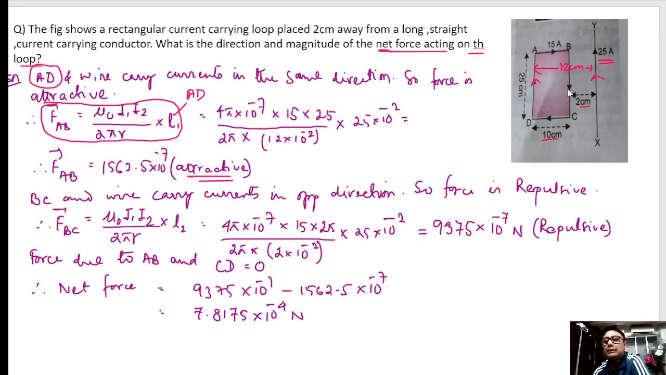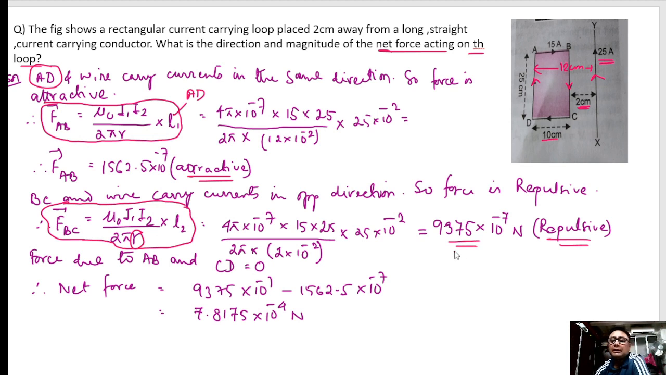Next, due to BC, current is flowing in the opposite direction to the wire. So this is the force acting between BC and XY. This will be a repulsive force because current is flowing in the opposite direction. I1 is the current in XY, I2 is the current in BC, L2 is the length of BC, and R is the distance between the two wires, which is 2 centimeters. So putting the values, we get this repulsive force.